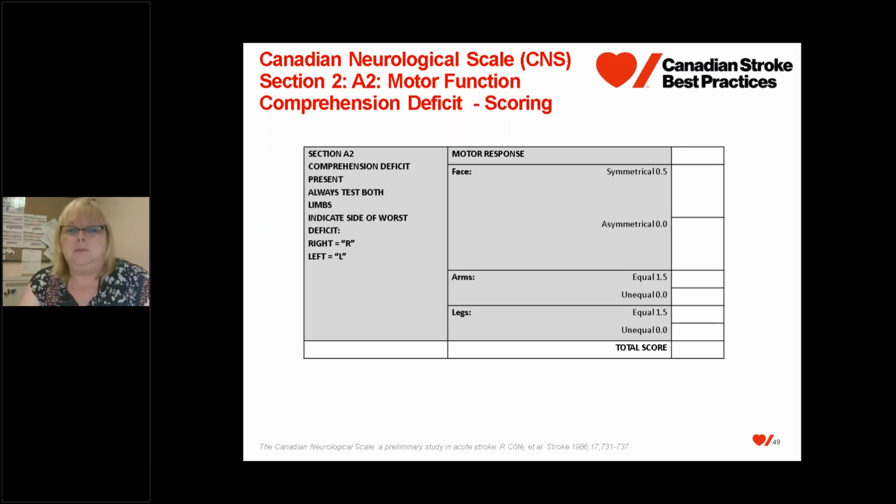Scoring for A2 is, again, you can see the total score that we would look at for A2 motor testing is a 3.5. And again, it's either symmetrical or asymmetrical for the face, equal or unequal for the arms and their legs.